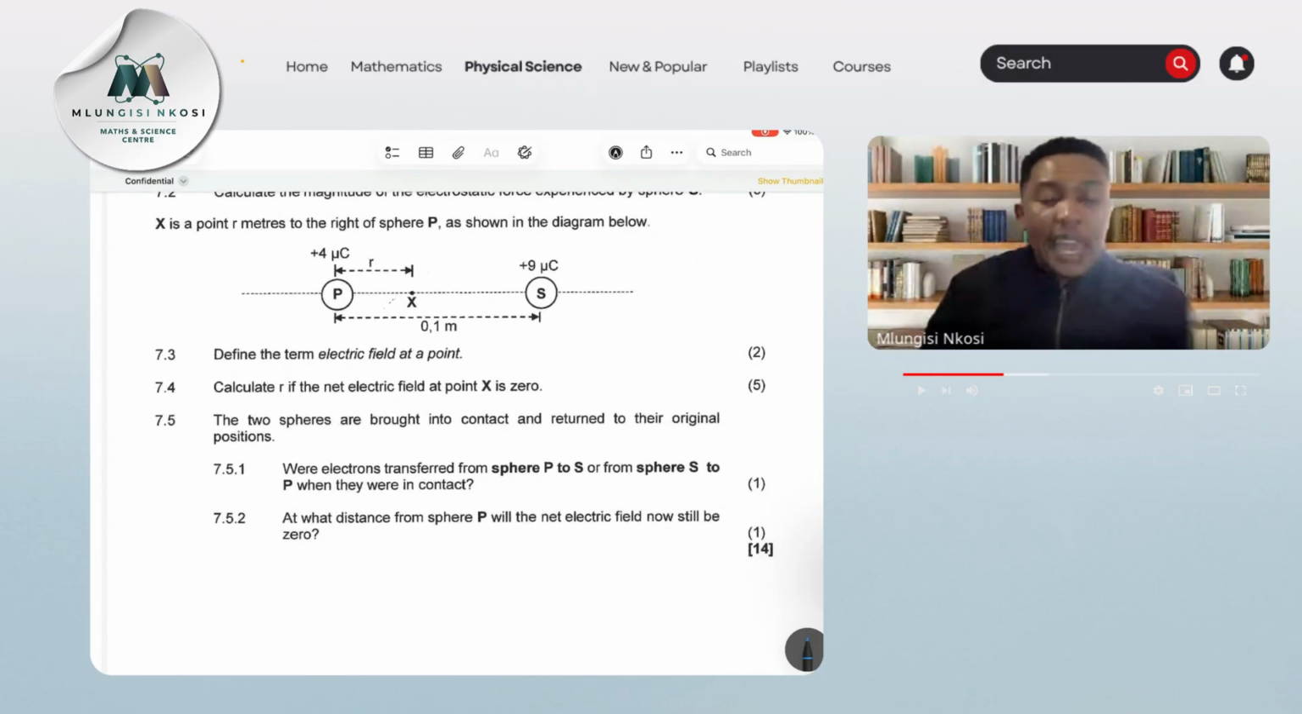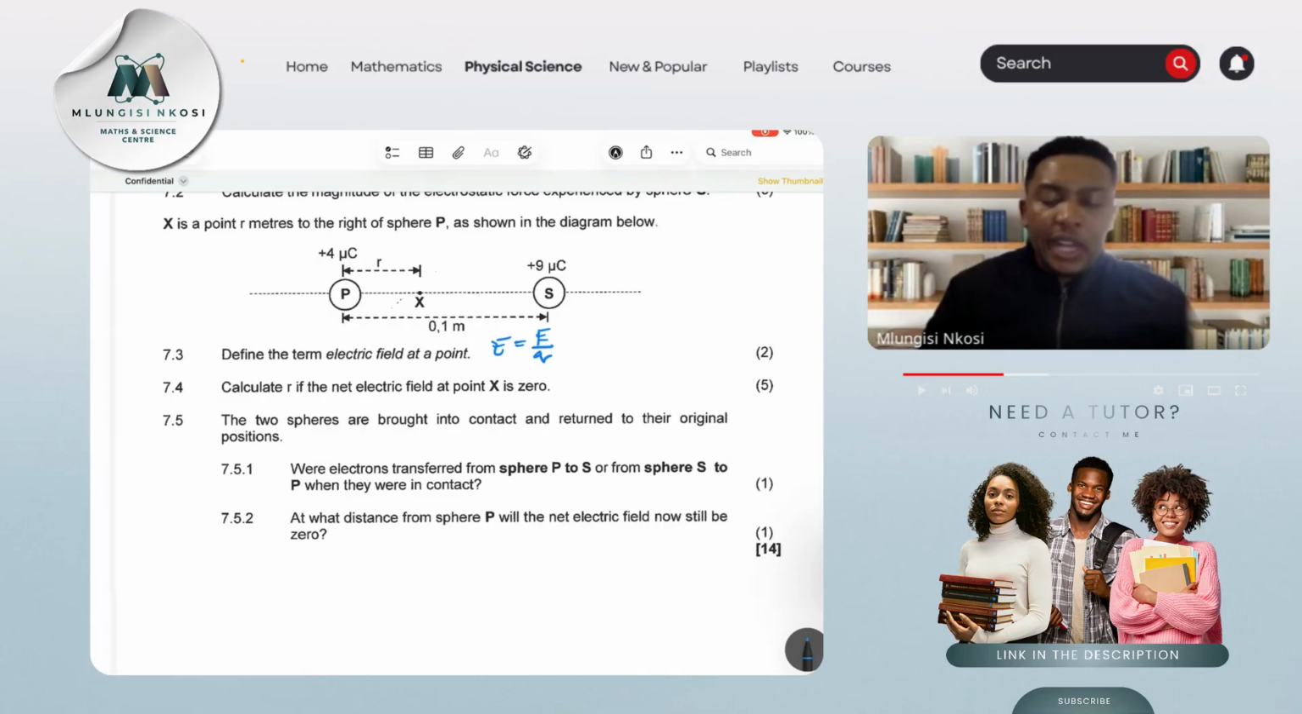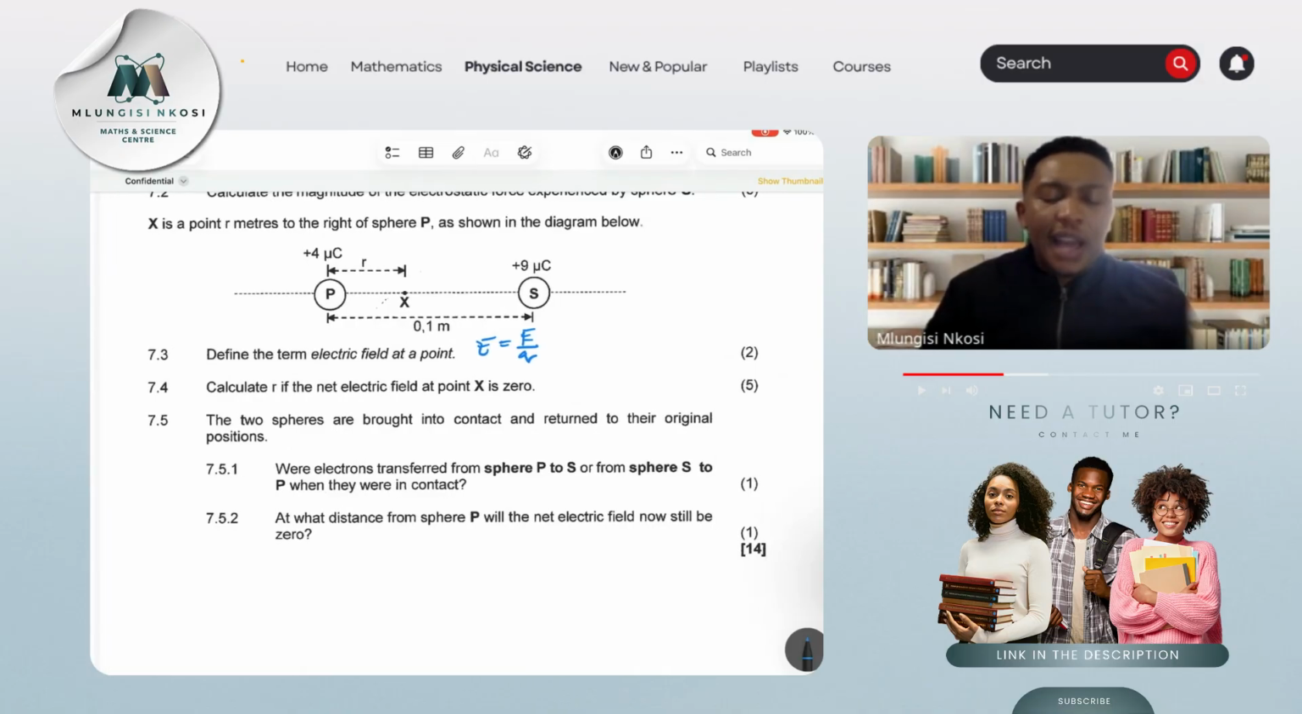They say to us, X is a point R meters to the right of sphere P, as shown in the diagram. Define the term electric field at a point. Again, when you talk about electric field, that's F over Q. Once you remember that formula, then you will remember the definition of electric field. I want us to quickly run to the next question. They say, calculate R if the net electric field at point X is 0.